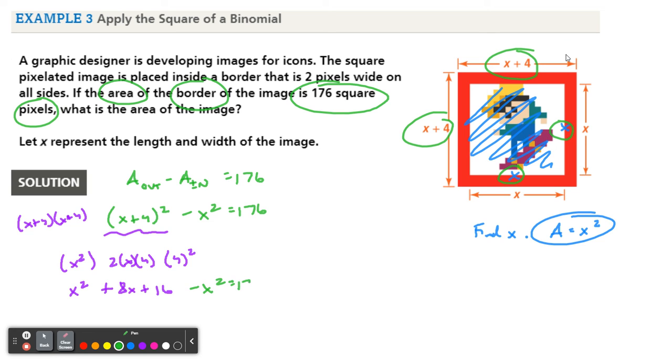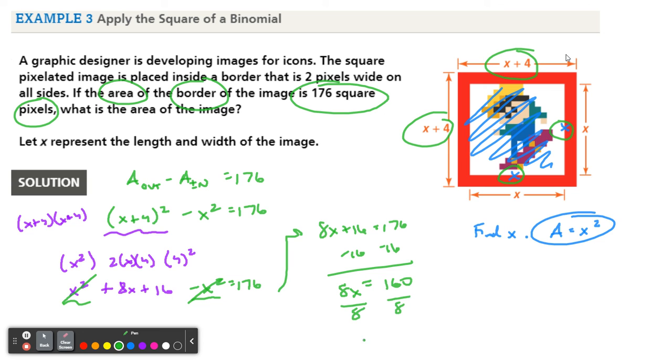Minus x squared equals 176. If you try to combine your x squareds, it's a plus x squared minus x squared. They cancel, and now our equation boils down to 8x plus 16 equals 176. We're going to subtract 16 on both sides. 8x equals 160, and divide by 8. And our x is 20.